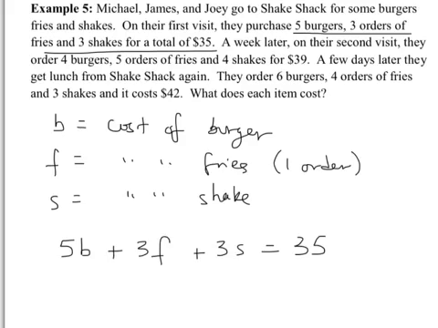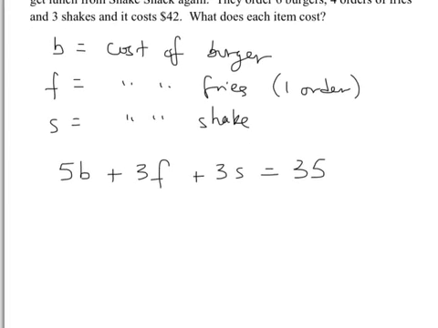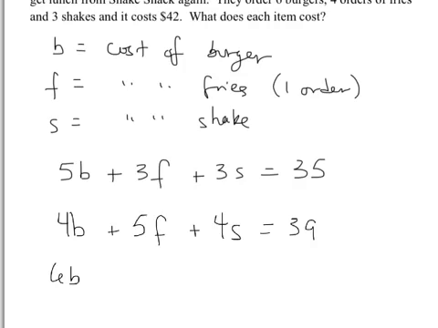Give me the next one. Who's got the next one for us? Tori May. 4b, 4 burgers, plus 5f, 5 fries, plus 4s, 4 shakes, equals $39. It's 39. And the last one, finally, the last one worth? So 6b plus 4f plus 3s equals 42.